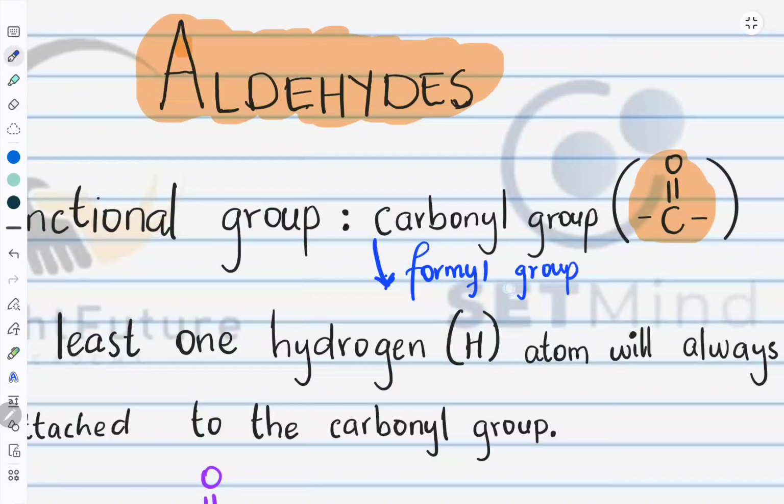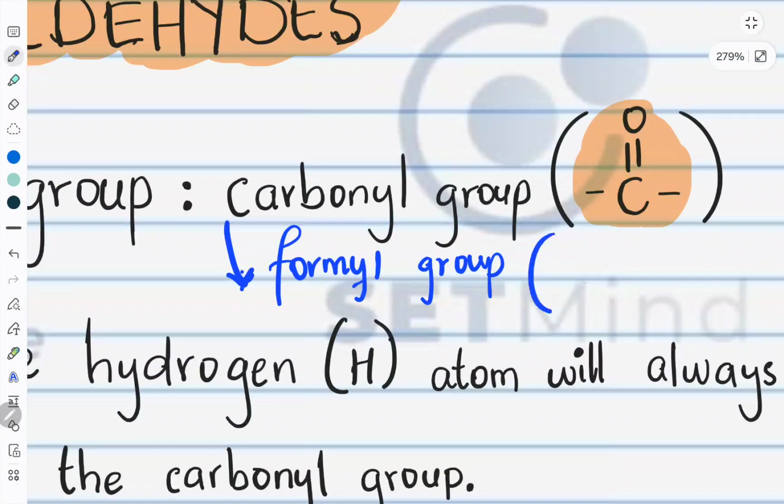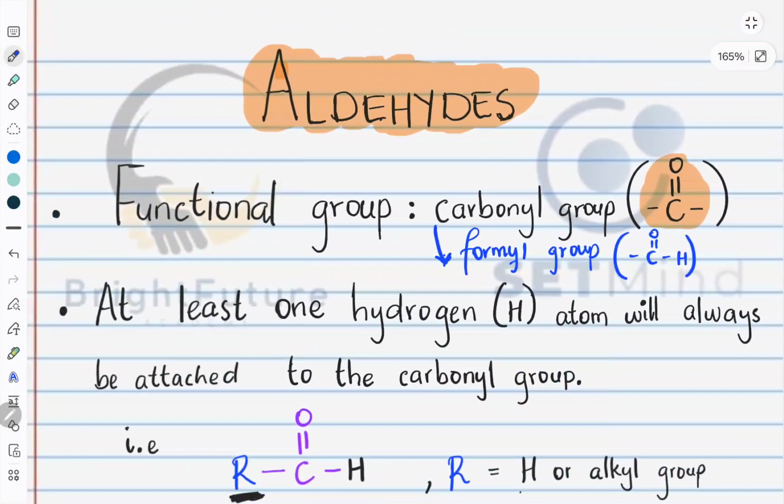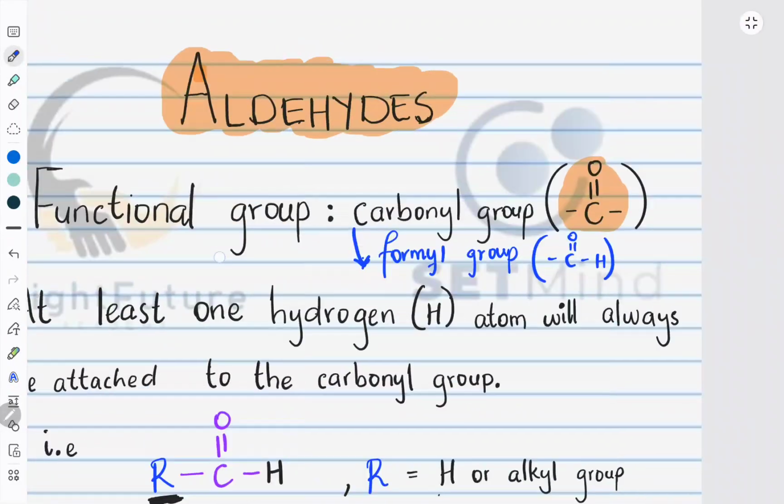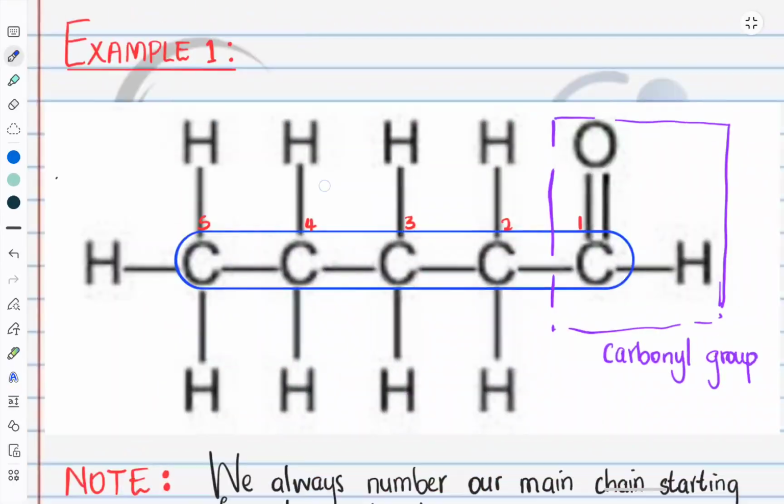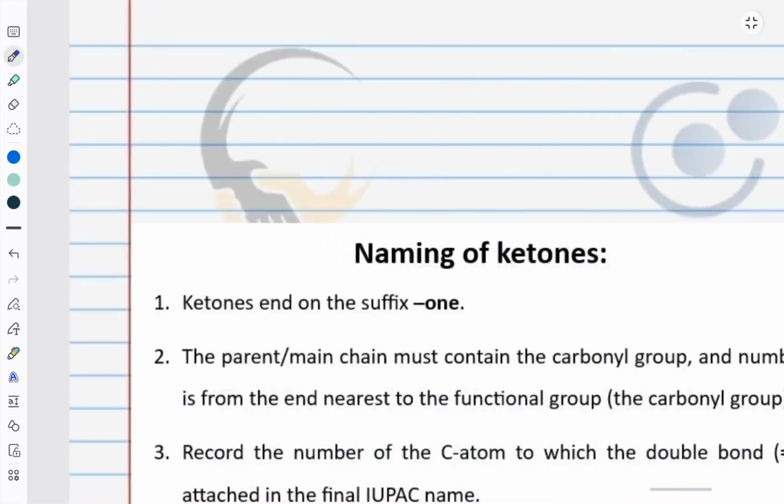A carbonyl group is just a group of atoms where the C is double bonded to the O, right? But once you add an H here, it becomes our formyl group, which is for aldehydes. That's our formyl group, so let's put it here. This is a more specific name for the functional group of aldehydes. All right, let's continue with our ketones.